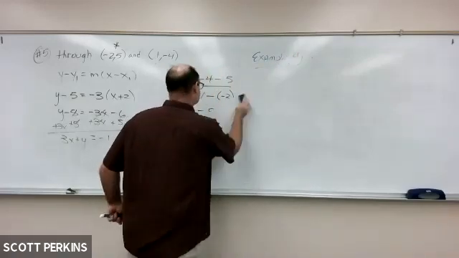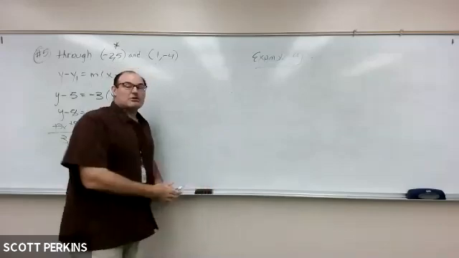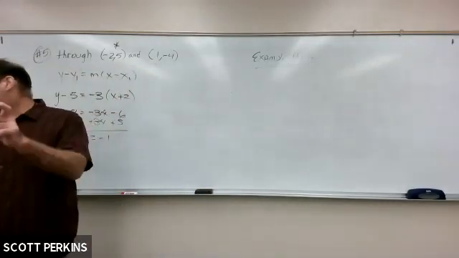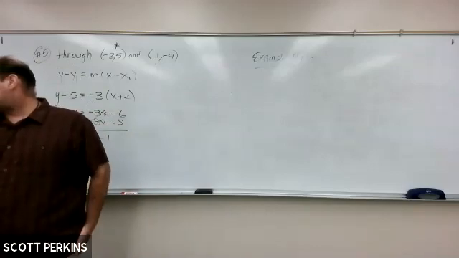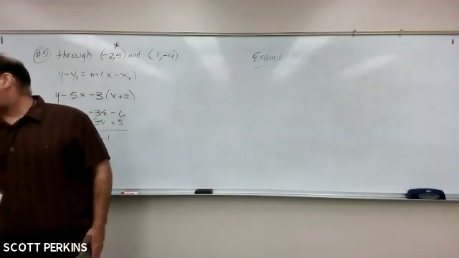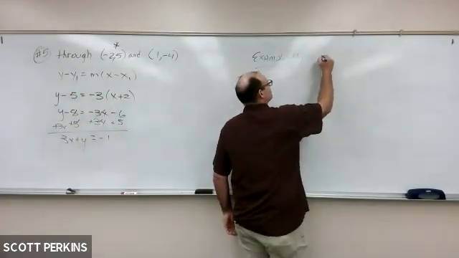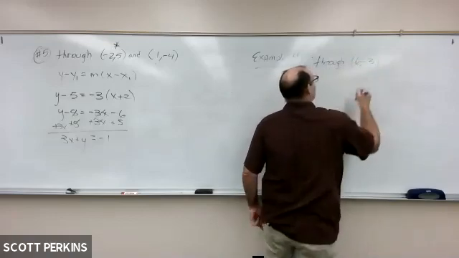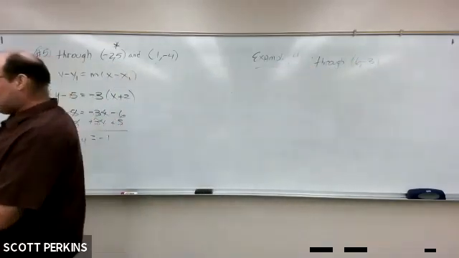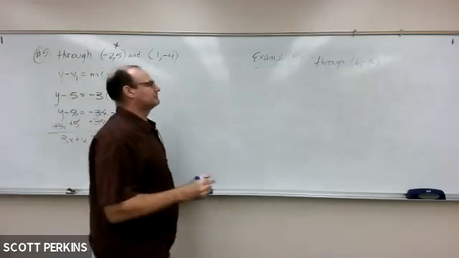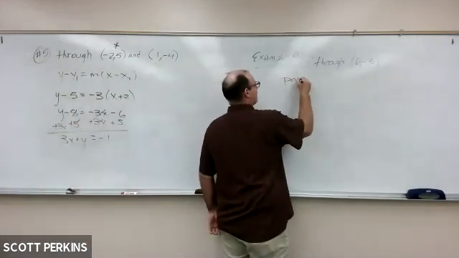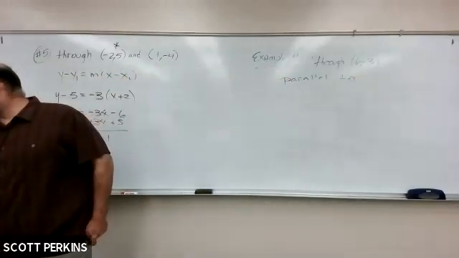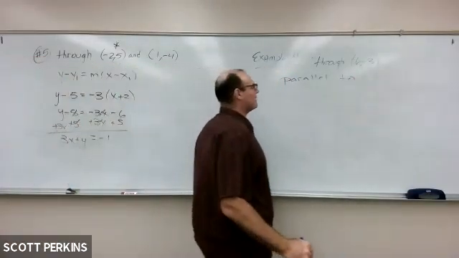Example 4. Again, we're using the same thing, the point slope form, but this time we're given slightly different information. We're told that the line we want goes through 6, -3, and it's parallel to, and the line it's parallel to is 2x plus 3y equals 6.